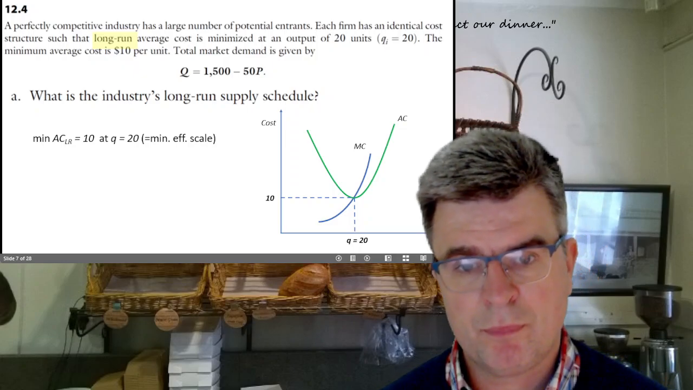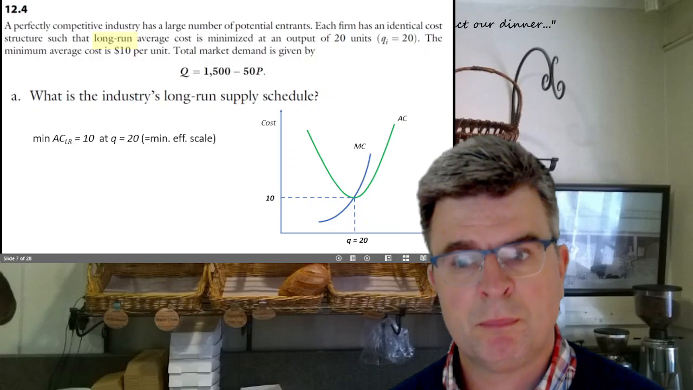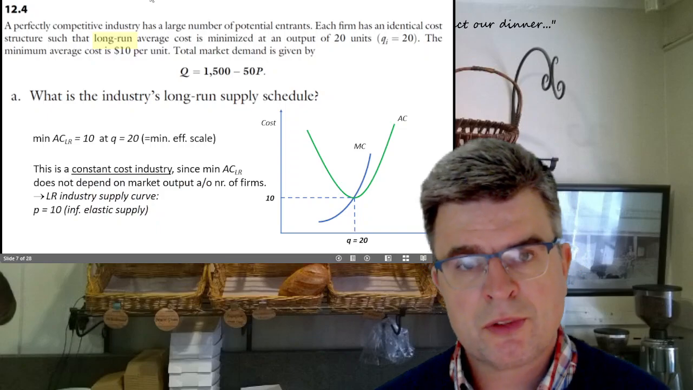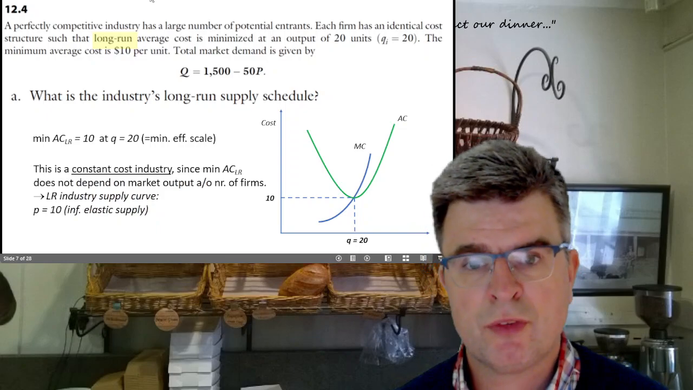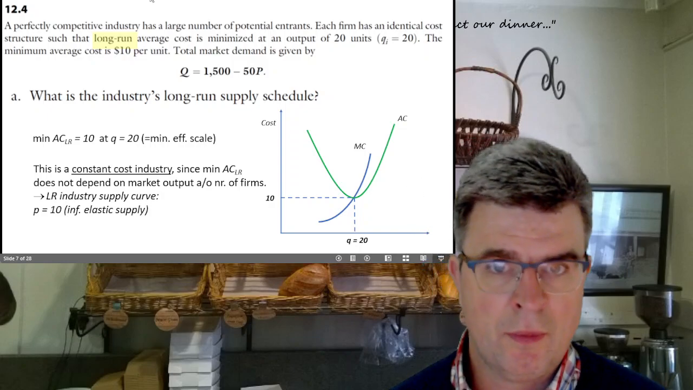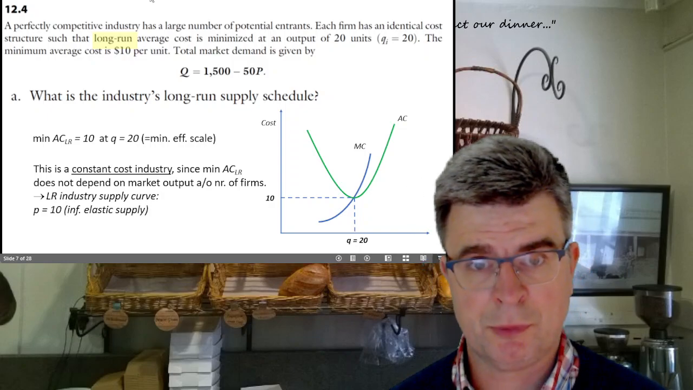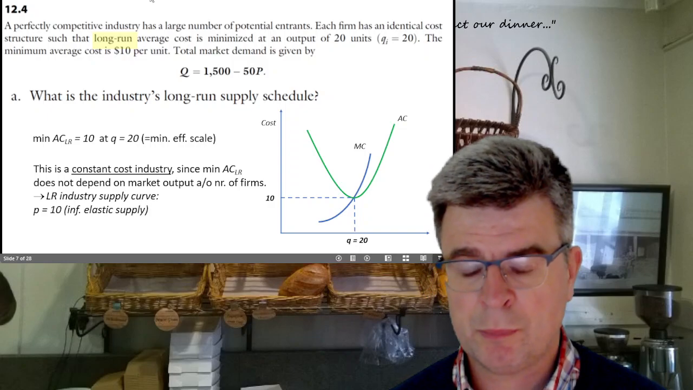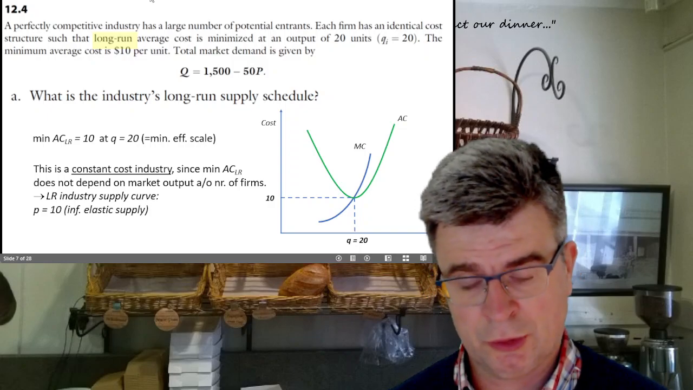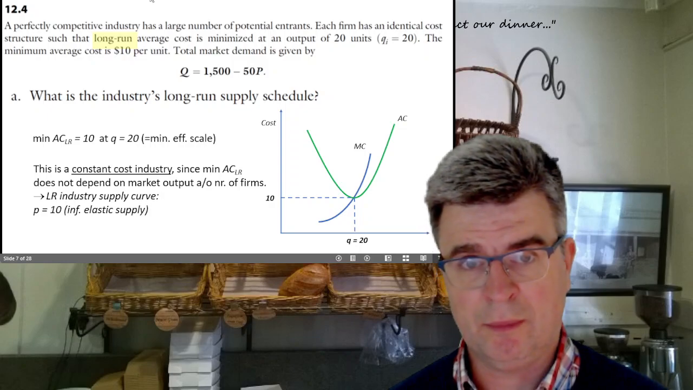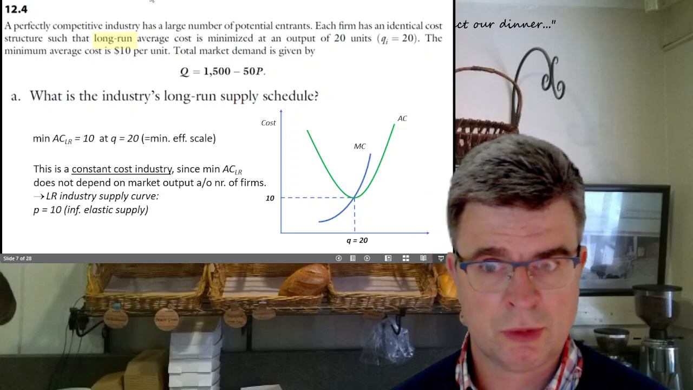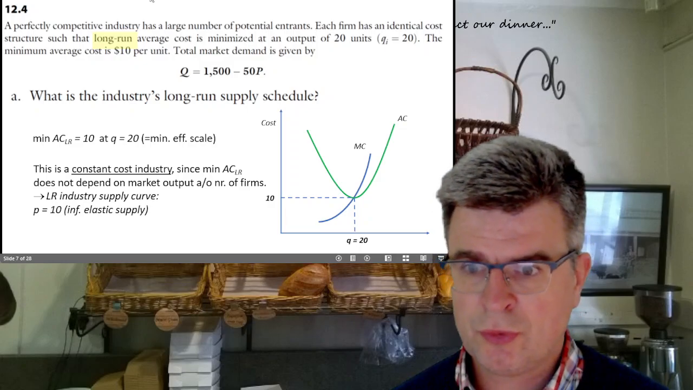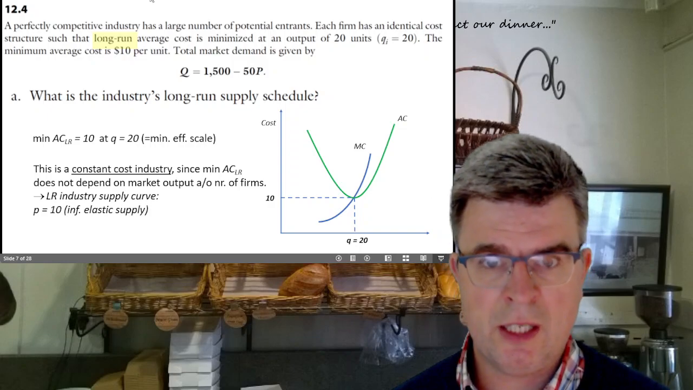So each firm produces at the minimum efficient scale. And this is a constant cost industry, since the minimum of the average cost in the long run doesn't depend on the output or the number of firms. So it doesn't matter whether the industry consists of 10 firms or 100 firms. In the long run, the average cost will be minimized at 10. And later on, we will see some examples of an increasing cost industry.